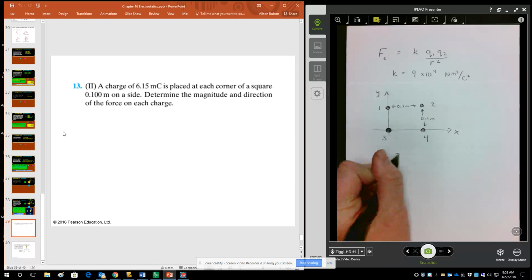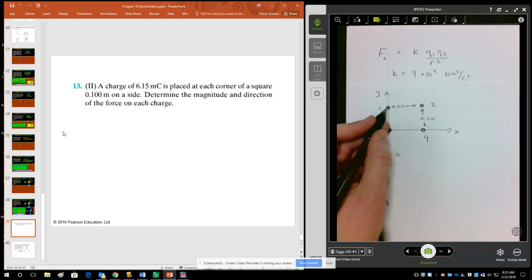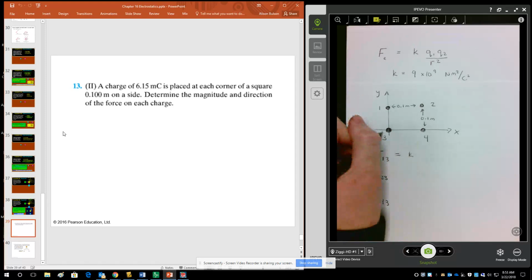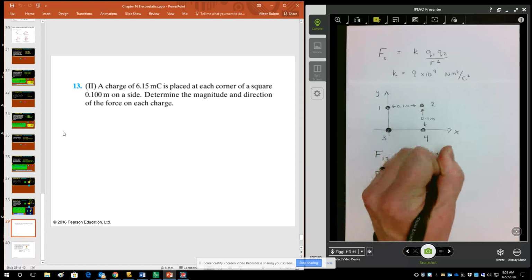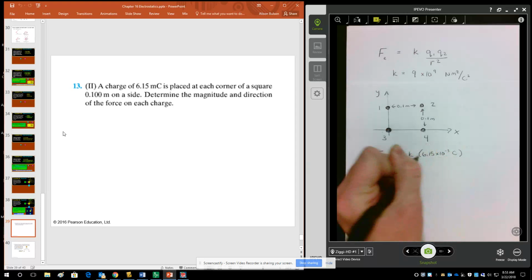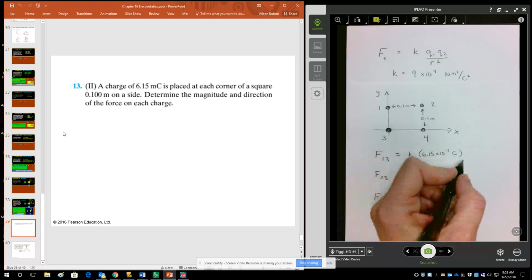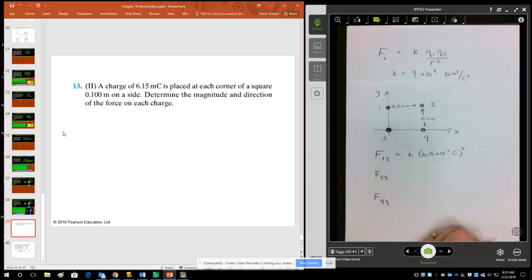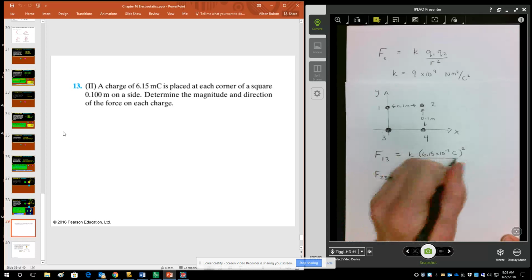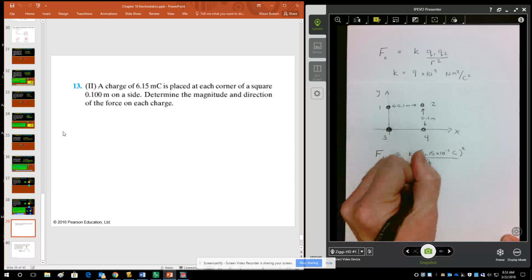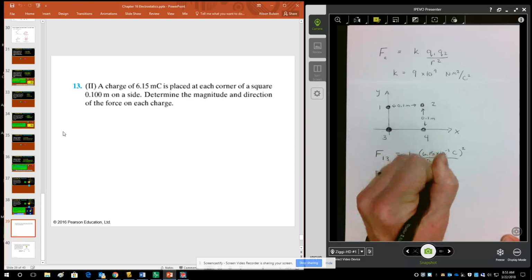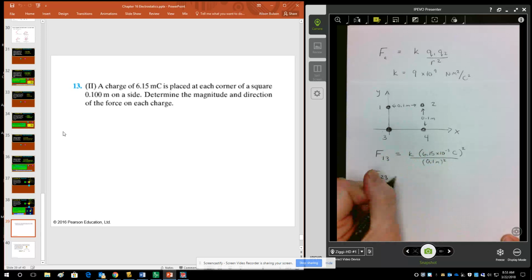So the force of charge 1 on 3 is going to be equal to K times charge 1 times charge 2. And the charges are all the same. The charges are all 6.15 millicoulombs, so 6.15 times 10 to the negative 3 coulombs. It's 6.15 times 10 to the negative 3 times 6.15 times 10 to the negative 3, so I'm just going to square that. And then that's going to be divided by the distance between these two charges. This is along the side of my square, so that's 0.1 meters squared. I'll come back to the calculation in a moment.